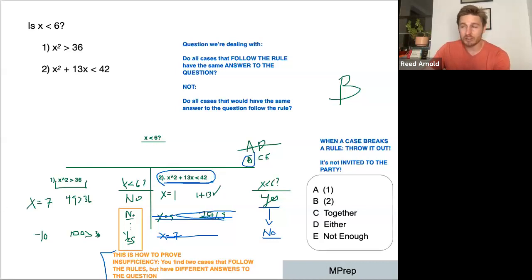And this is a huge point, and it's one of the most common mistakes I see in testing cases. It gets people a lot, and they're mixing up the constraint and the question. They're mixing up how to treat the constraints, and they're mixing up what the question means. And you don't want to mix that up. You'll hear me say a lot, case, rule, question, case, rule, question. Don't mix up which is which. Don't treat one like the other. If the case breaks a rule, it just gets thrown out. If you get a different answer to the question in a case that follows the rule, you've proven insufficiency.